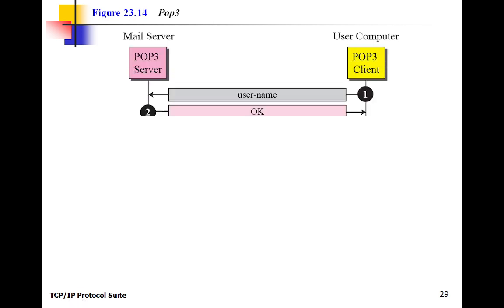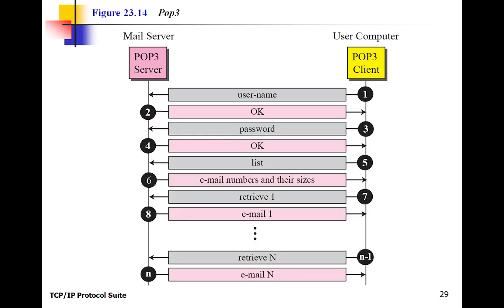In the detailed POP protocol flow, from the client we share the username, and then the OK message is responded. After that the password is shared, then OK again. Then the list command is sent, asking which email numbers are available, and the email number and size are shared. Then retrieving and sharing of the email messages happens.